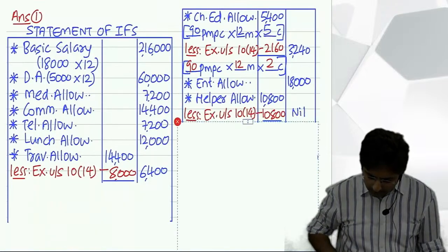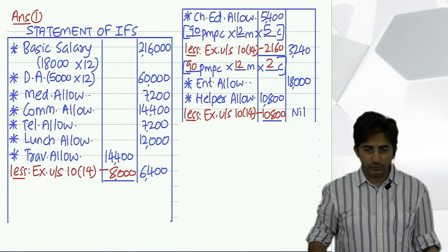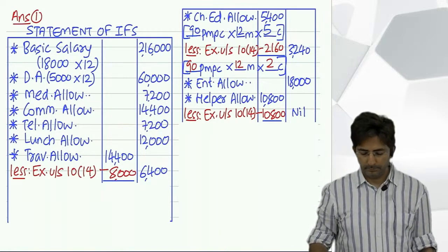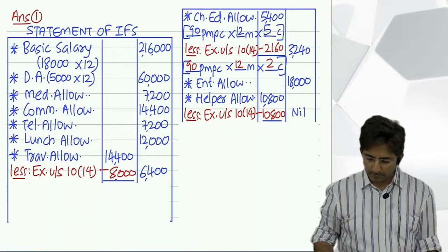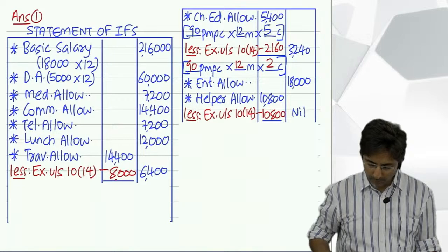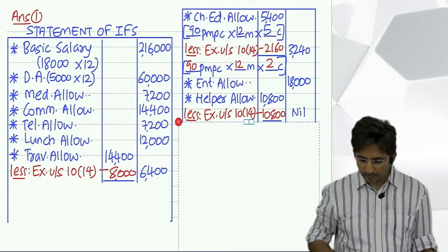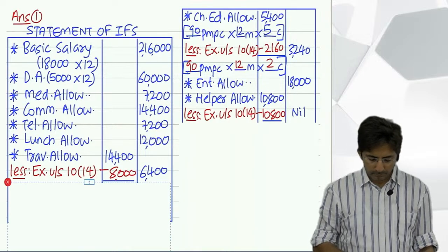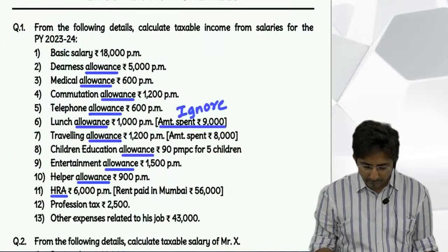So see, first I have written helper allowance in the inner column. 10,800. And then less exempt under section 10(14). You return the full amount. Okay, then next point.